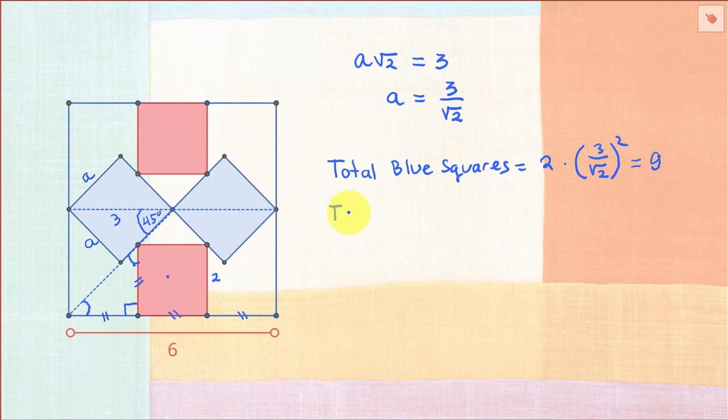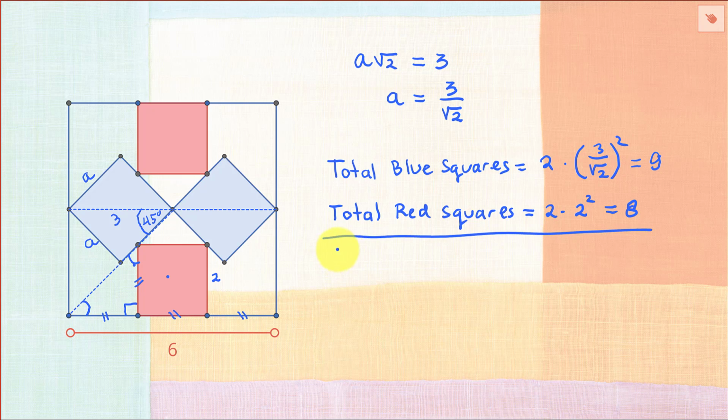So the total area of the red squares is equal to twice 2 squared, which is 8. If we add them all, the total shaded region is equal to 9 plus 8, which is 17. And that's all.